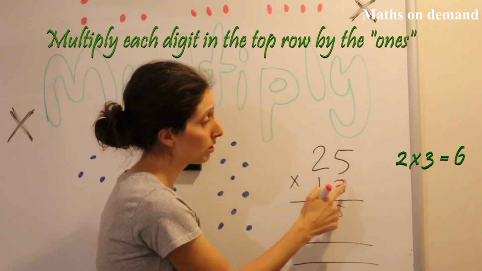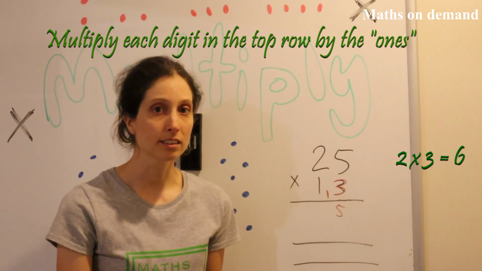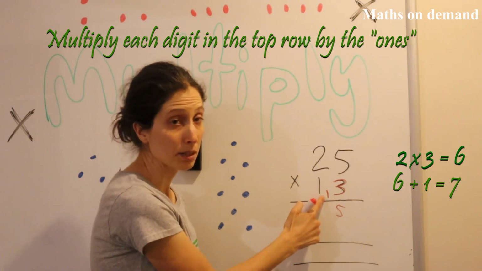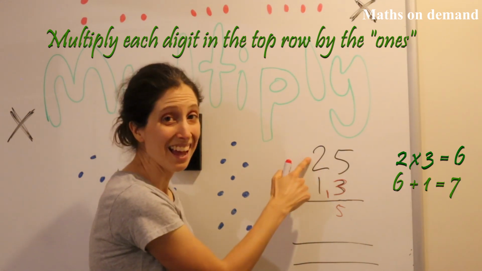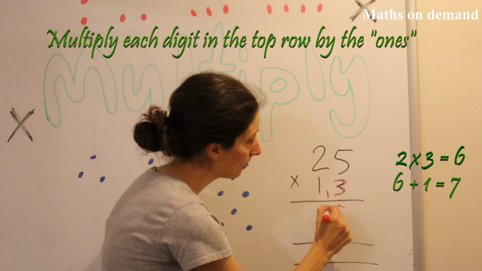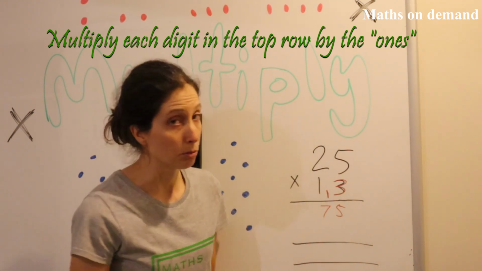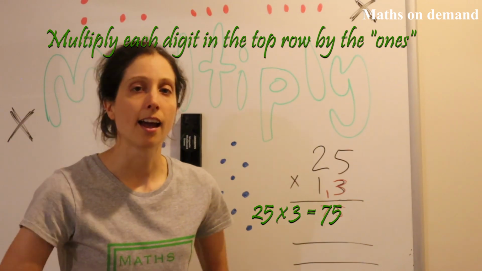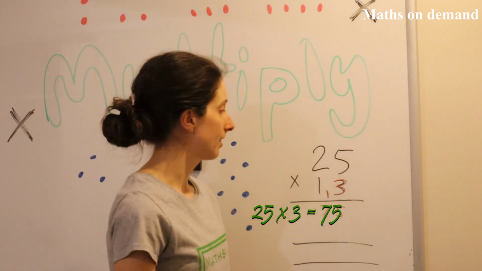Now we do 2 times 3, which is 6, but we need to add the 1 because now we're doing the tens. We have to add this 10. We end up with 75. So we've done 25 times 3 and we got 75.